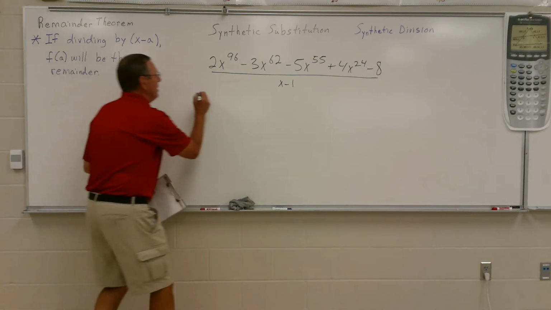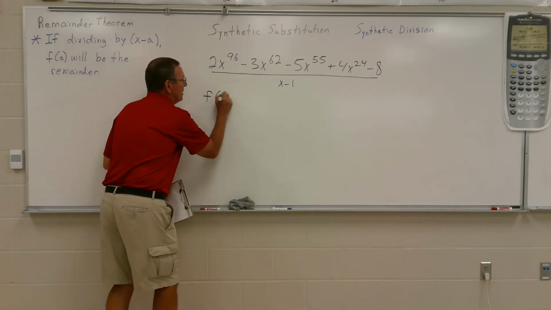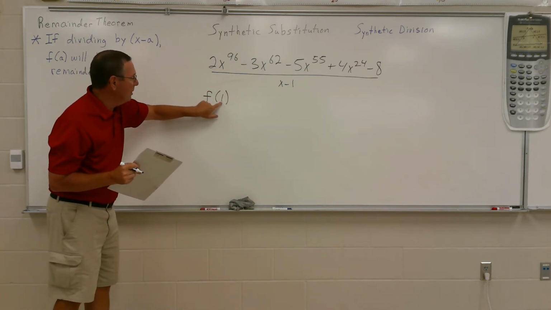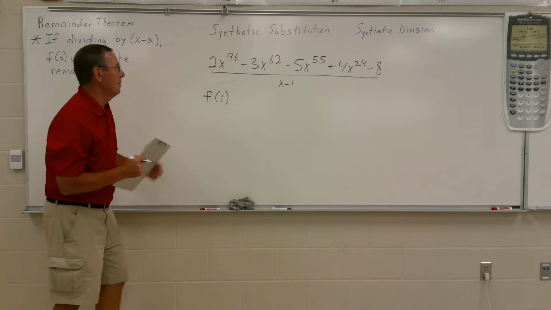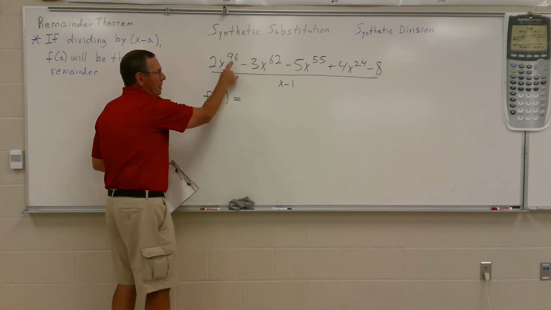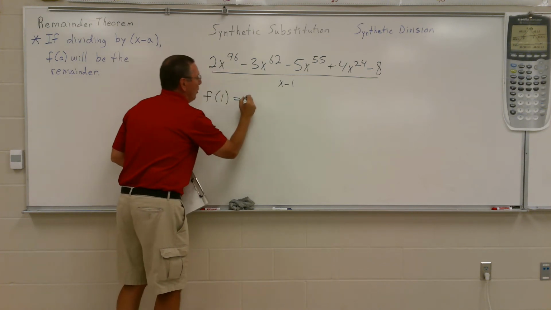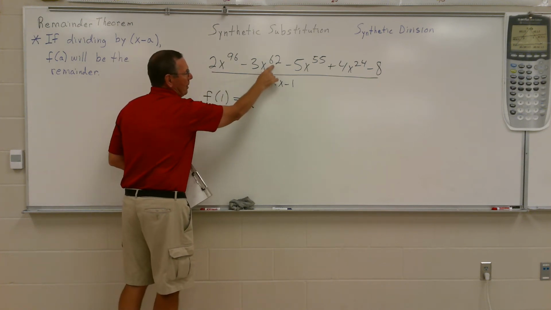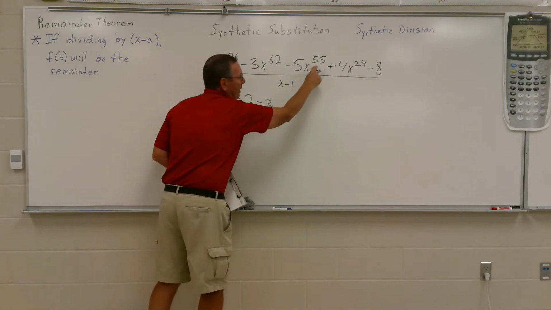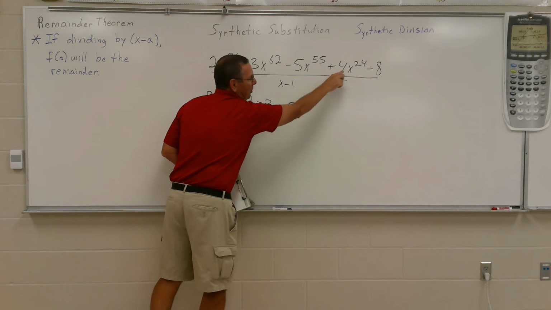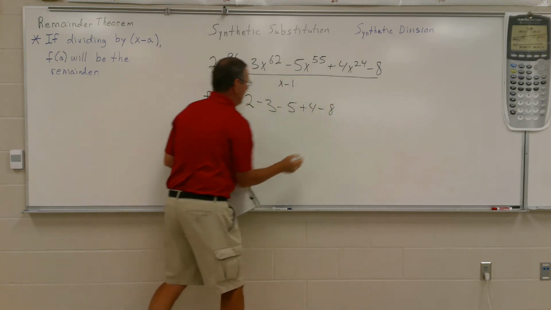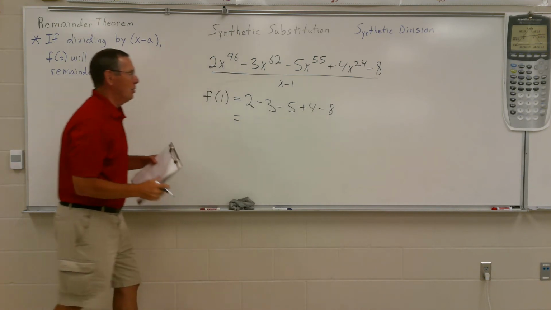Okay, so I'm going to do this. My a in this case is 1. If that's x minus 1, then this is a positive 1 that would be in our parentheses there. I'm just putting this into the numerator. If I put the 1 in, 1 to the 96 is 1, 2 times 1 is 2. I get a negative 3 times 1, which is minus 3. I get a minus 5. If I put the 1 in for all those x's, I get a plus 4. I'll get a minus 8. And this should give me my remainder.